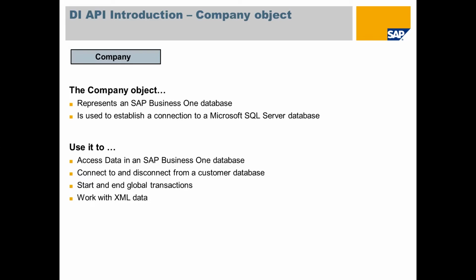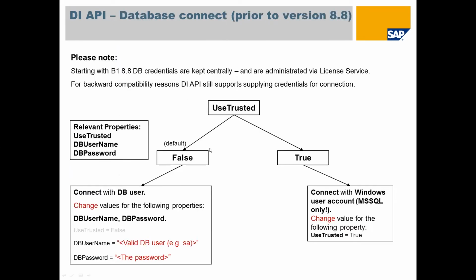So, how do we establish the database connection? This slide focuses on the database connection part when connecting to the company database with the API. In addition, you also have to supply the SAP-BIS1 user code and password in the properties username and password. In case the component method fails, check all the properties, and use the GetLastError method to retrieve the error code and string.